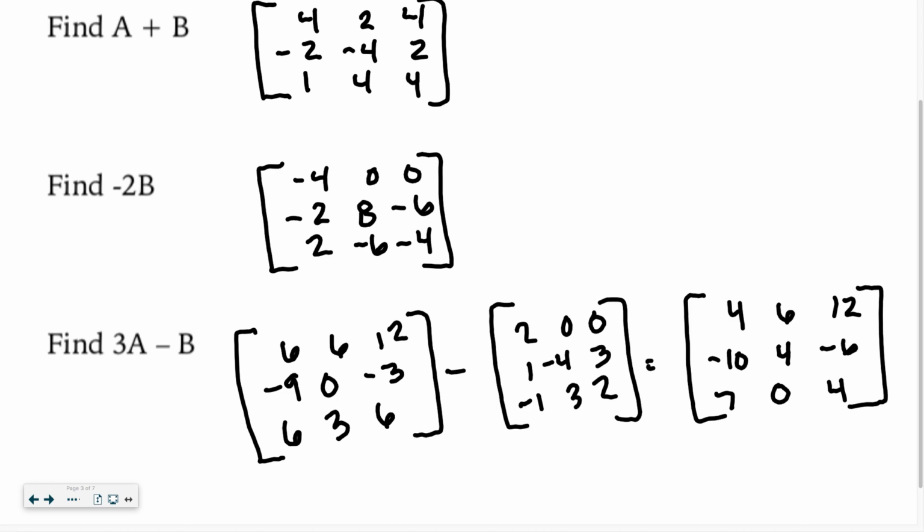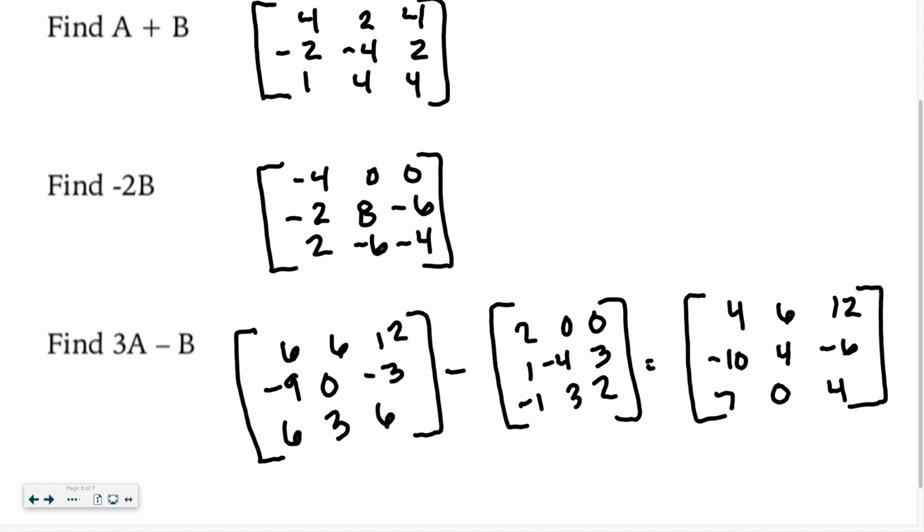What would you warn somebody about? Like they should be careful on that last one. What are some pitfalls for people? The negative signs, the fact that you're subtracting, that you've got to subtract every single entry. And be careful, like on that second row, second column, 0 minus -4 is really 0 plus 4. Same for second row, third column, -3 minus 3 is -6, not 0.